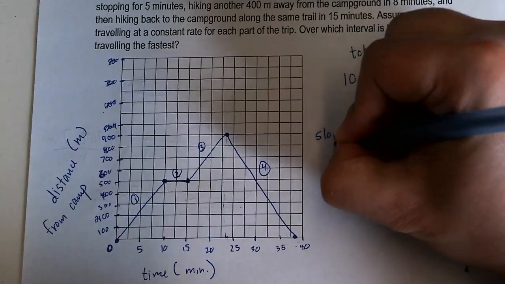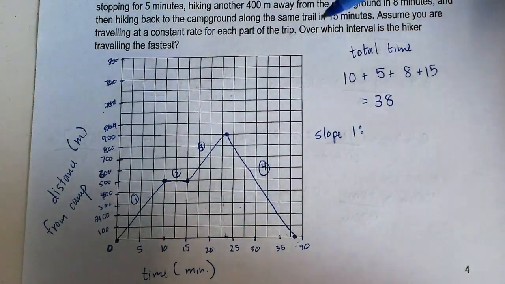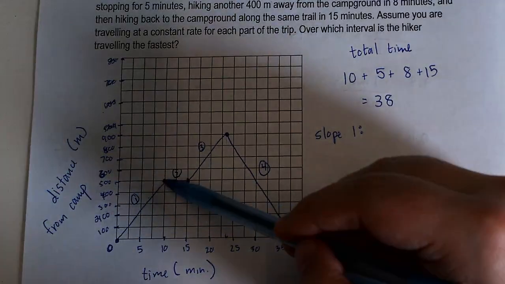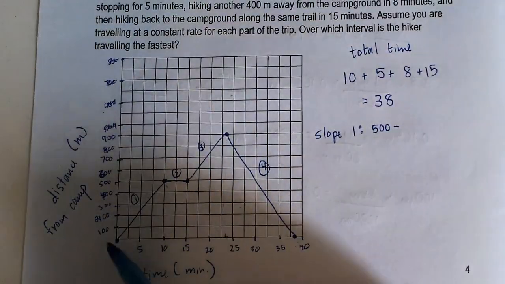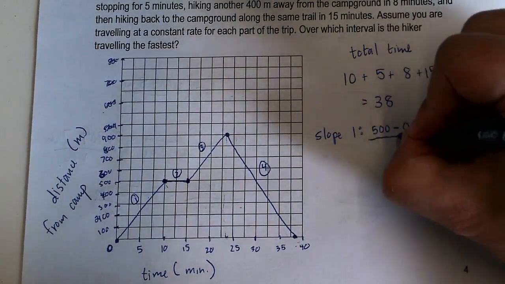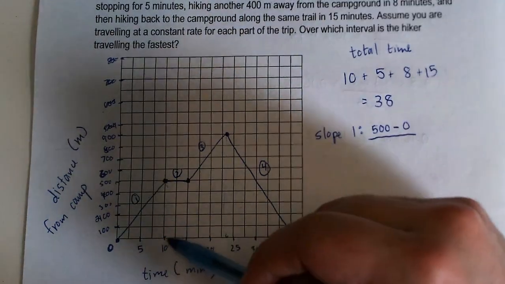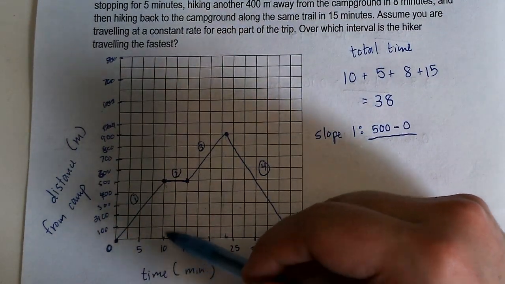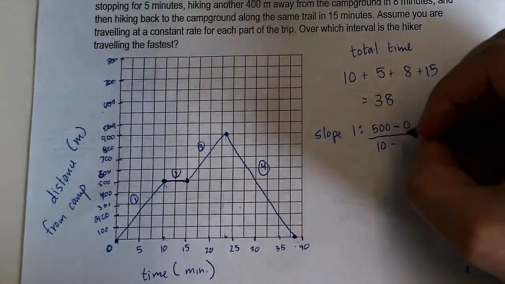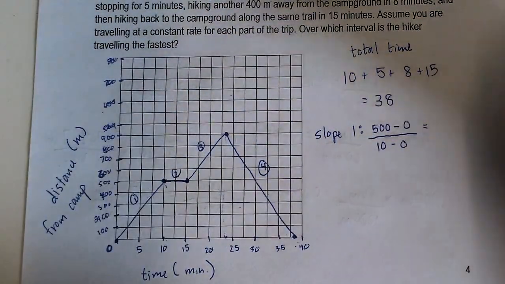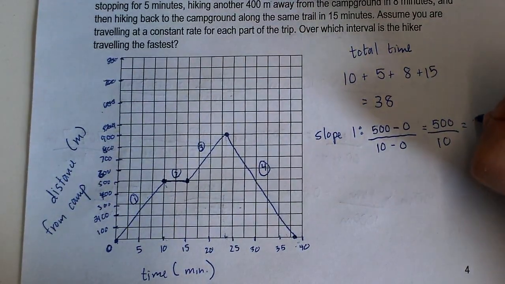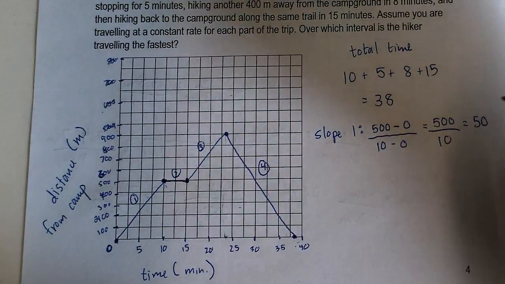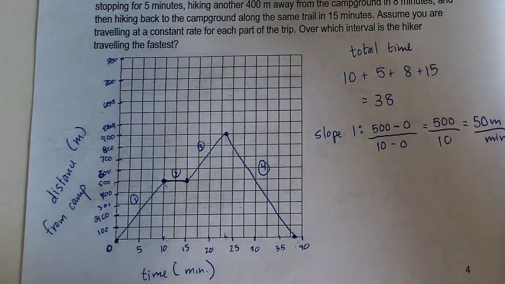Okay, so for slope 1, remember, slope is y2 minus y1 divided by x2 minus x1. So our y2 is where we ended up, which is 500, minus our y1 is where we started, so 0, divided by x2. X is our number along the bottom, so that would be 10, minus our starting point, which is 0. 500 minus 0 is 500. 10 minus 0 is 10. 500 divided by 10 is 50. So this would be 50 meters per minute.